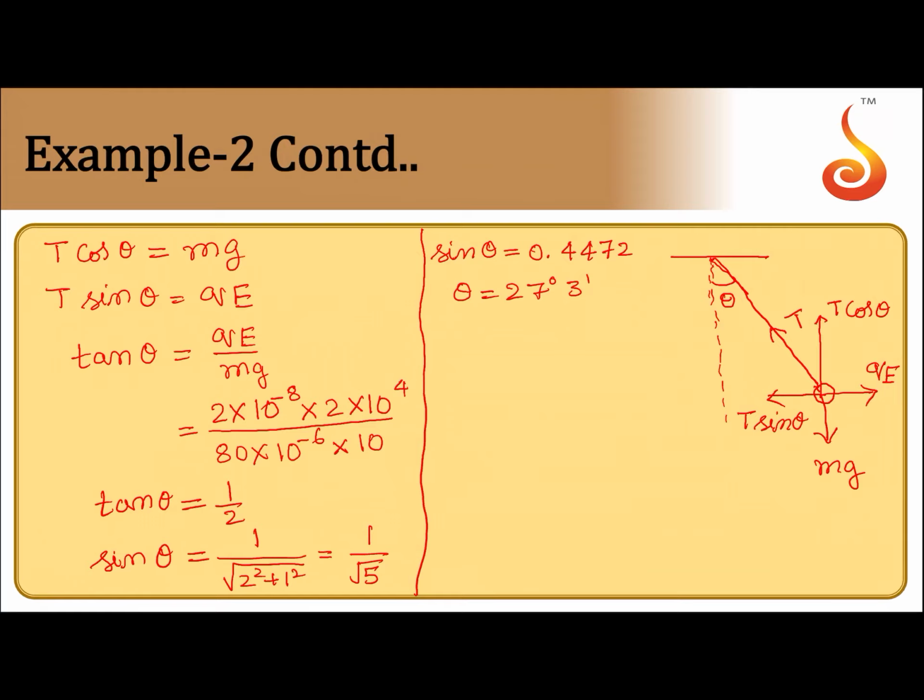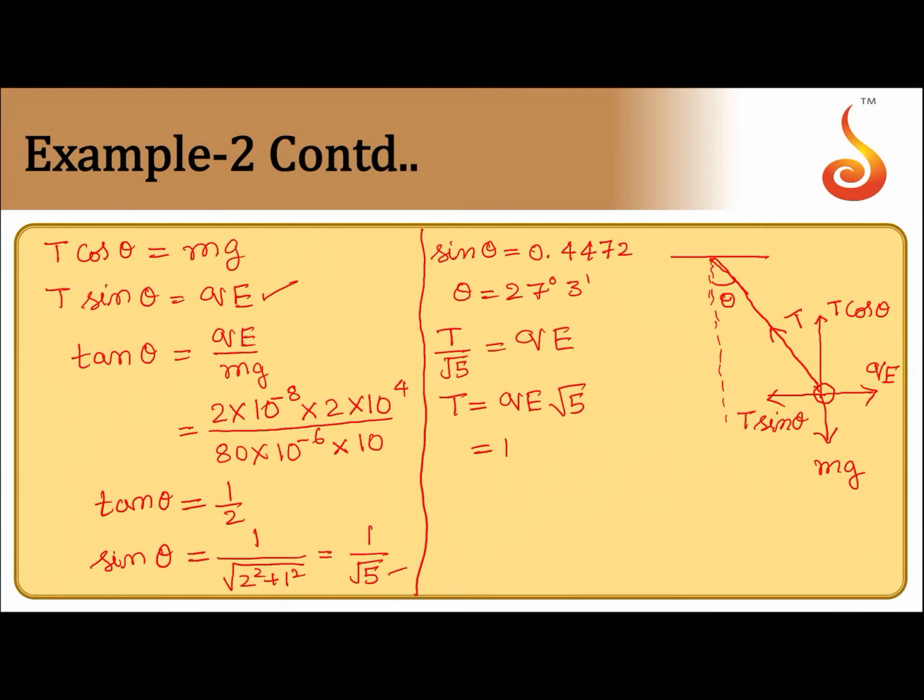Then substitute sin theta is equal to 1 by root 5 in this equation. What do you get? T by root 5 is equal to QE. So, T is equal to QE into root 5.